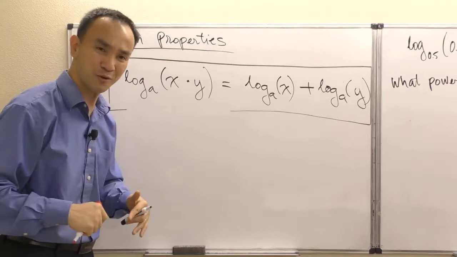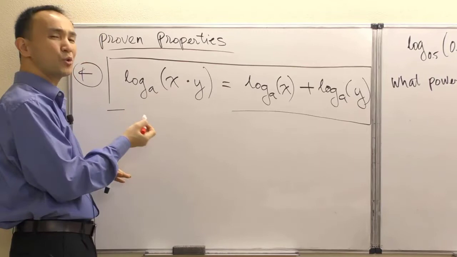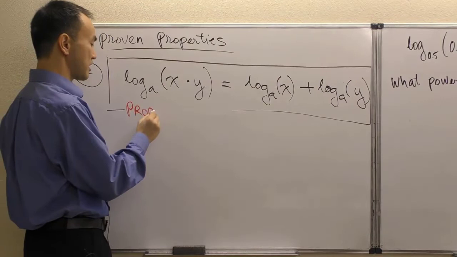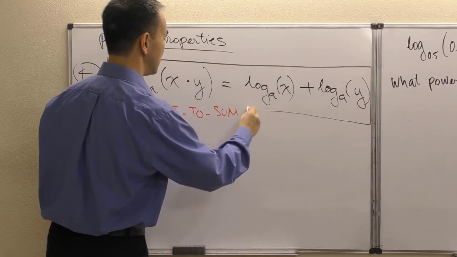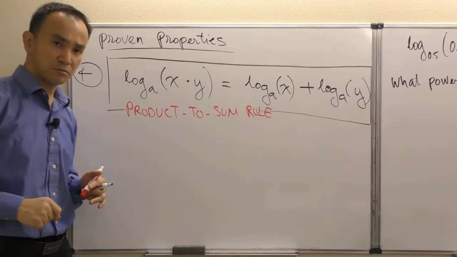Okay, so for the understanding of the students, I'll just write down a name here. This formula, I mean, this quick proven property right here, is called the product to sum. It's a property, but sometimes it's also called a rule. It's the product to sum rule.